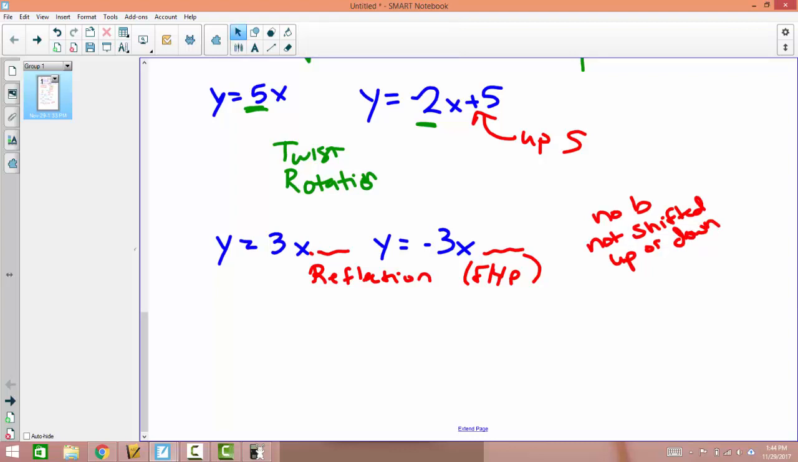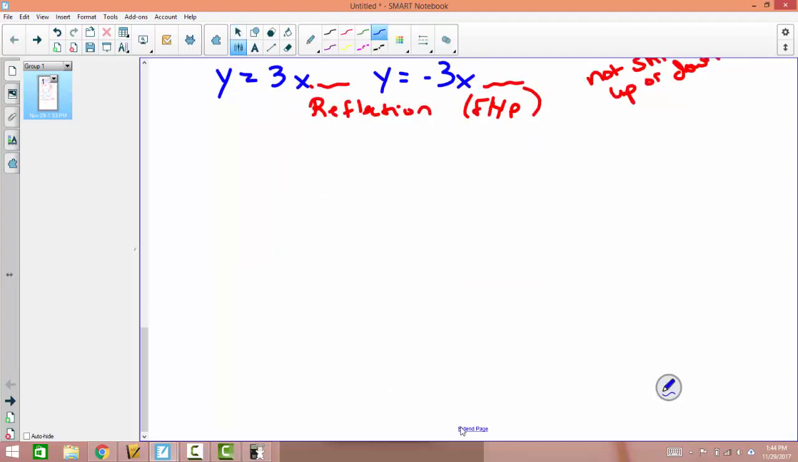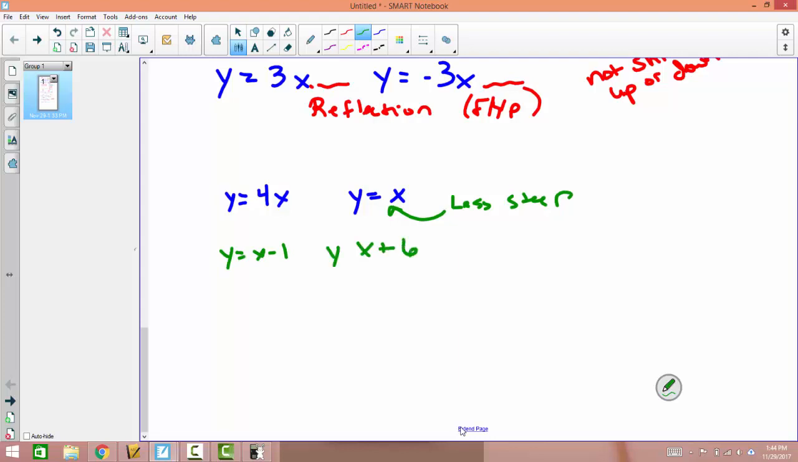All right, so I'll just give you a couple to practice here. How does y equals 4x compare to y equals x? And this one is going to be less steep. How does x minus 1 compare to x plus 6? You're going to have shifted from -1 as a starting point to 6, so it's going to be up 7.